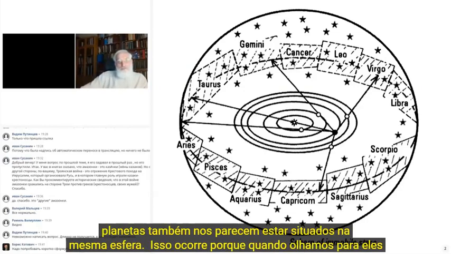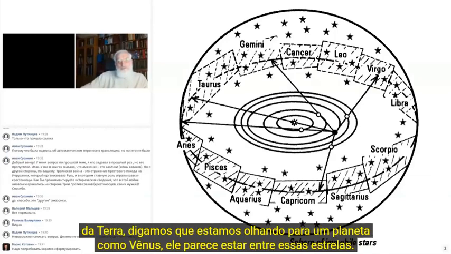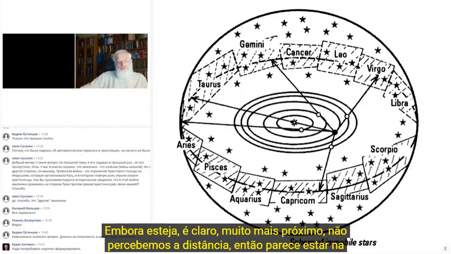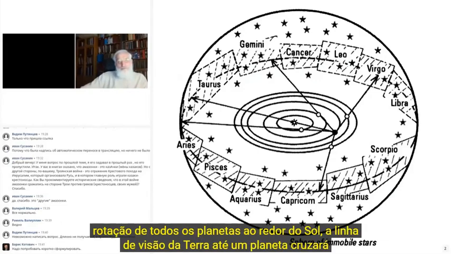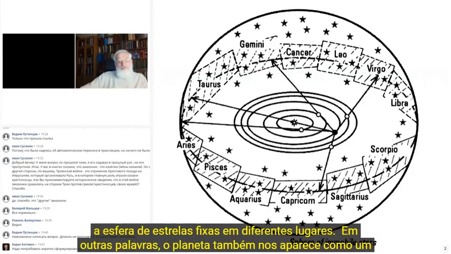Planets also appear to us to be situated on the same sphere. This is because when we look at them from Earth, let's say we're looking at a planet like Venus, it appears to be among these stars. Although it is, of course, much closer, we don't perceive the distance, so it seems to be on the same sphere. Unlike all the other stars, due to the Earth's rotation around the Sun and the rotation of all planets around the Sun, the line of sight from Earth to a planet will intersect the sphere of fixed stars in different places.